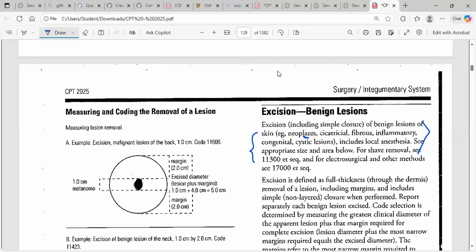You have to make a note that whenever you code the excision, with excision you are not going to code the repair of the same site, because simple repair is always included in the excision. Excision means removing of the lesion. Whenever the doctor removes the lesion, the doctor will definitely repair that area after the removal. So repair is always included in the excision, and you are not going to bill that separately in conjunction with the excision for the same location.